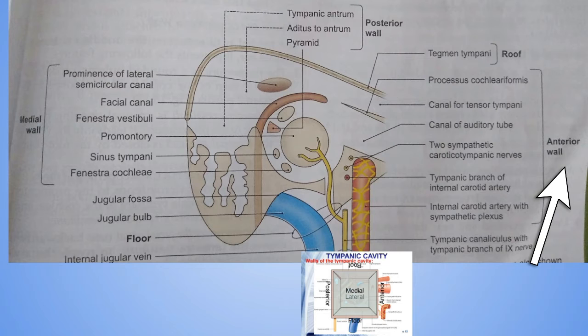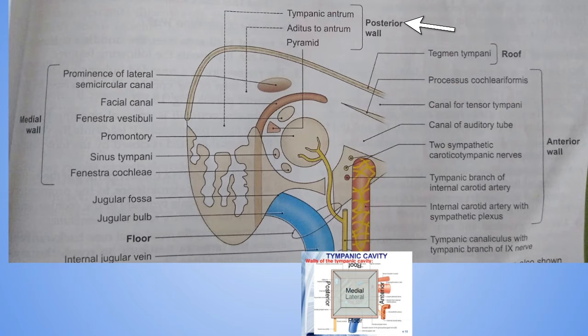The bony septum between the canals for the tensor tympani and for the auditory tube is continued posteriorly on the medial wall as a curved lamina known as the processus cochleariformis. Now its posterior end forms a pulley around which the tendon of the tensor tympani turns laterally to reach the upper part of the handle of the malleus.